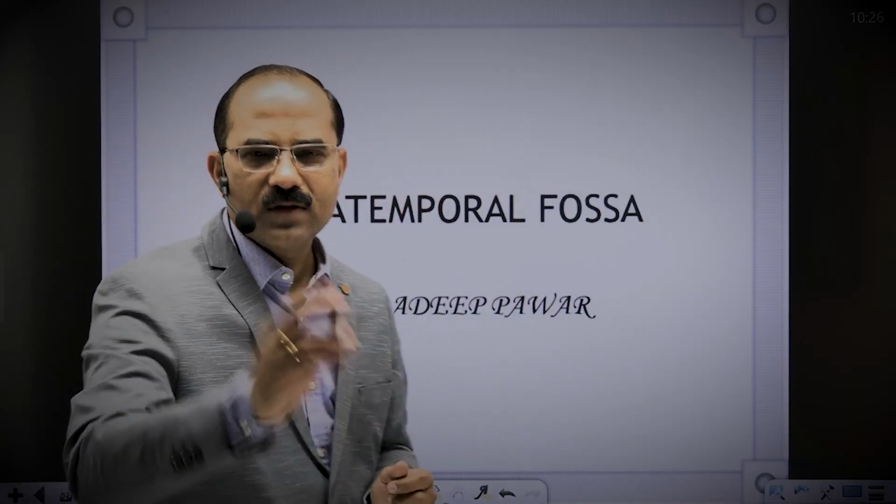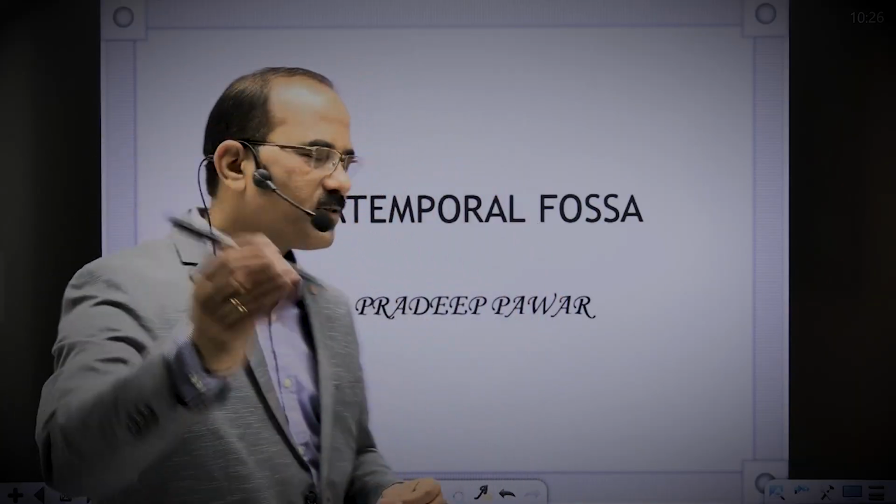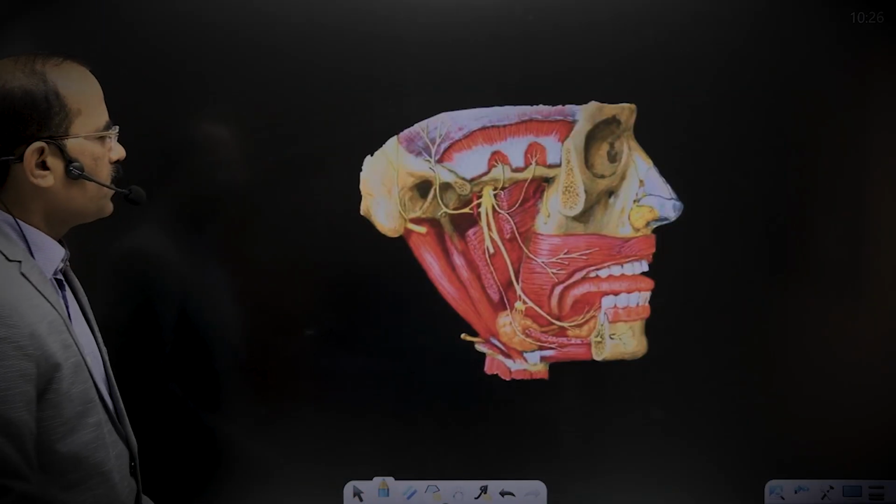We remove the ramus of the mandible and we go deep inside. There's another fossa. What do you call this fossa as? That's the infratemporal fossa. Infratemporal fossa. Are you able to follow this? Look, what is infratemporal fossa? Where is it located? Have a look at this now.